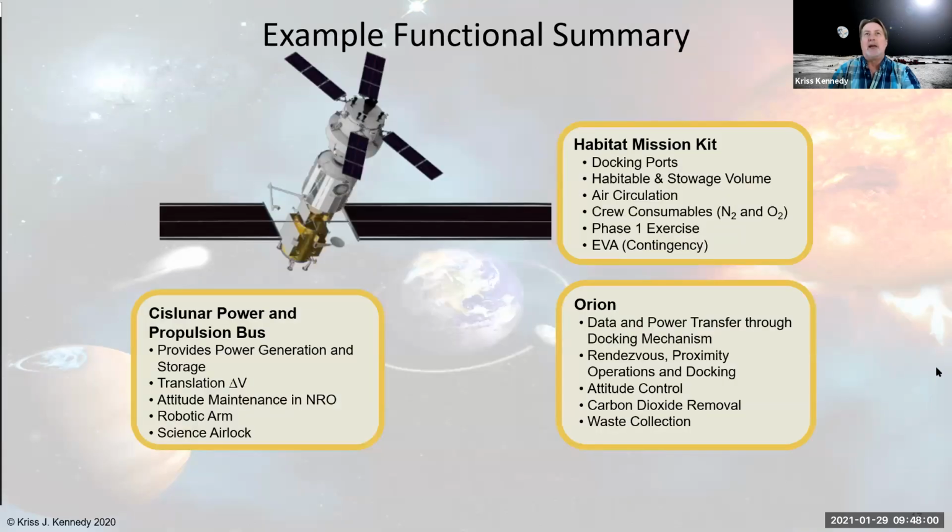Here's a Gateway example of functional summary. You've got cislunar power and propulsion bus, which has these functions. You've got the habitat mission kit, which provides these functions. And then you have the Orion, which actually provides functions while it's docked to the stack. So when you have the Orion docked, you can take advantage of some of its capabilities, its functionality, to supplement the overall functionality of the system.